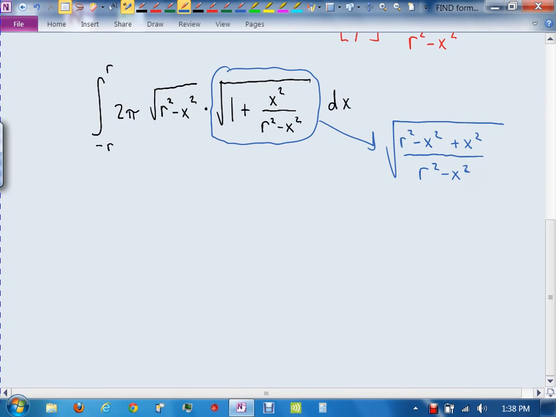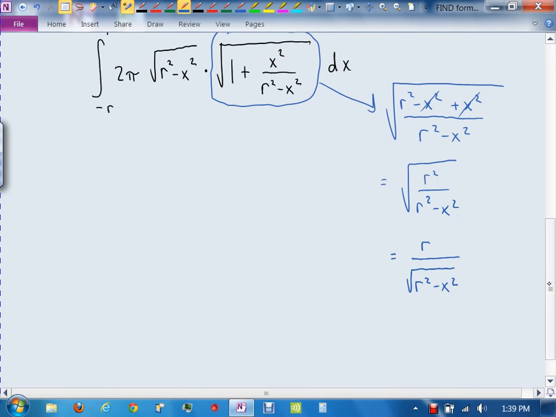R squared minus x on top and bottom here, combine the two, you get this. The x squareds cancel. And you're left with square root r squared over r squared minus x squared. And that's equal to r over the square root of r squared minus x squared. I can take the square root of top and bottom, can't I? Okay. That replaces that whole thing.